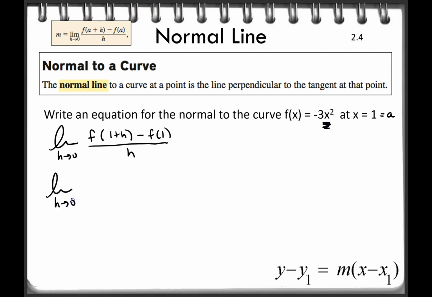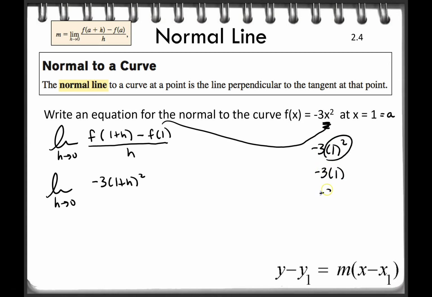And I get the limit as h approaches 0 of -3 times 1 plus h squared. Plug in 1 now, and I get -3 times 1 squared. Well, do the squaring first, and that gives me 1. And -3 times 1 is -3. So I've got the point 1, -3.